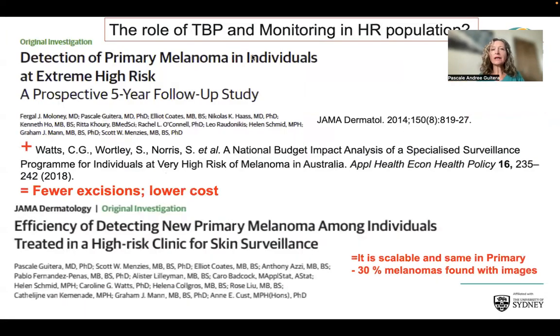We have shown in a very high-risk population that when you use this total body photo and SDDI regularly, you can have fewer excisions and also a lower cost for your patient. We have also shown that it was not just in our hands, but also in primary care practice and other practice, with around 30% of melanoma that are only detected by image.